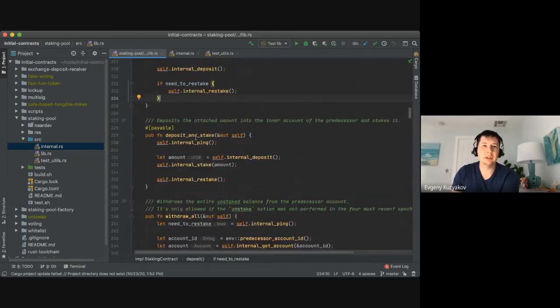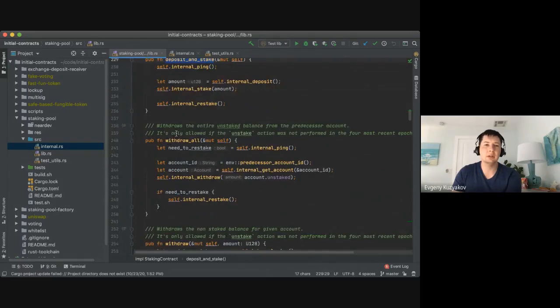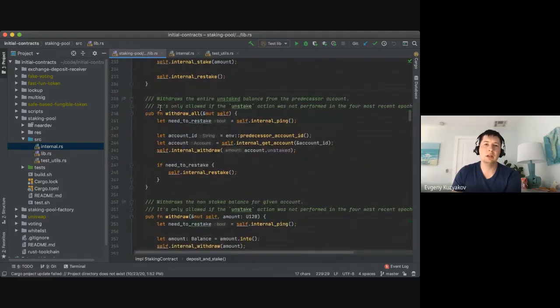The next method is deposit and stake. This is a combination of two methods: first you deposit a balance, then stake the balance of your account, and you want to stake the same amount immediately instead of doing two transactions. It's also payable because it also accepts a deposit. So next is withdraw all. Withdraw all tries to withdraw the entire unstaked balance from the account that called it.